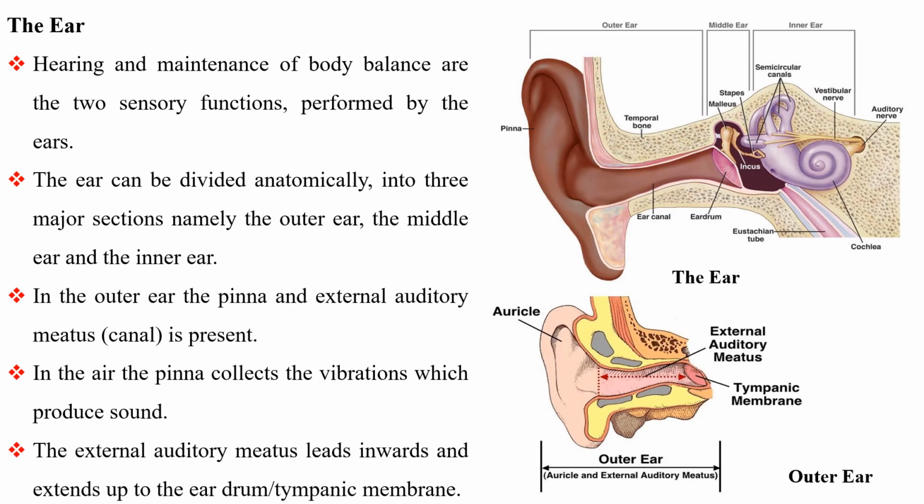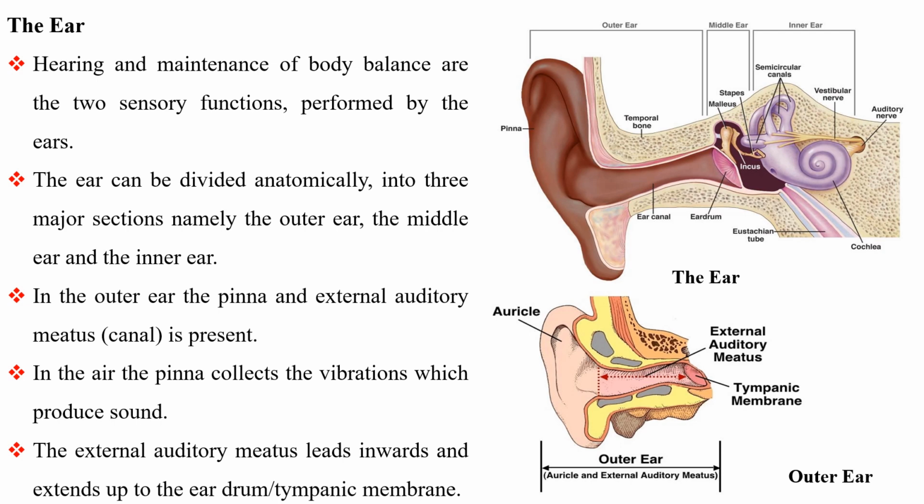The ear. Hearing and maintenance of body balance are the two sensory functions performed by the ears. The ear can be divided anatomically into three major sections, namely the outer ear, the middle ear, and the inner ear. In the outer ear, the pinna and external auditory meatus is present.